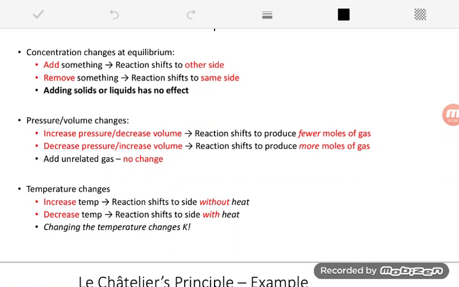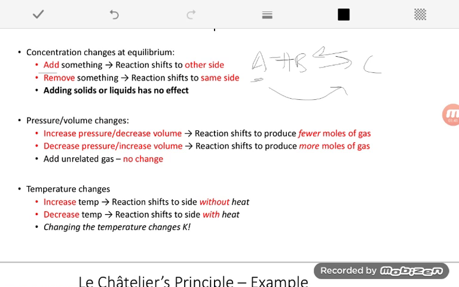So for instance, let's say you add a reactant or product to your reaction that's at equilibrium. Your reaction is going to try and use up that new molecule. So let's say you have a really simple reaction, A plus B goes to C, just something like that. And I add some of A. Well, that's going to disturb equilibrium because that's going to mess up that equilibrium ratio of products to reactants. So my system is going to try and get rid of that A by shifting to the other side. It's going to try and make more products.